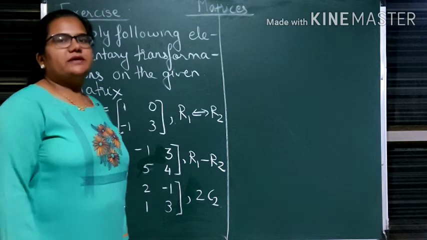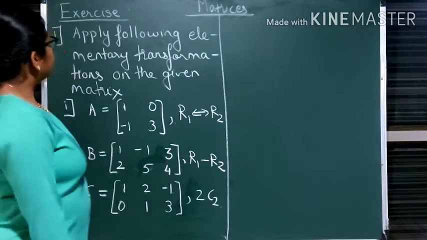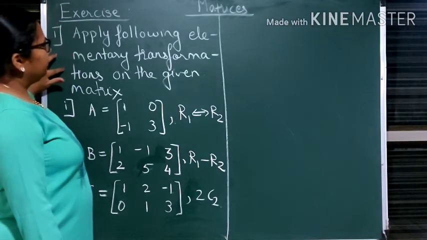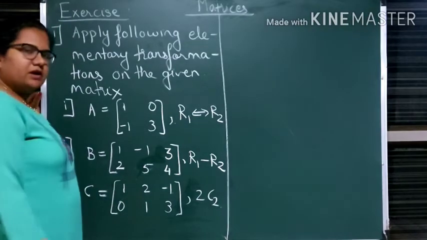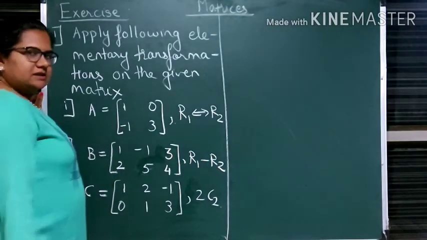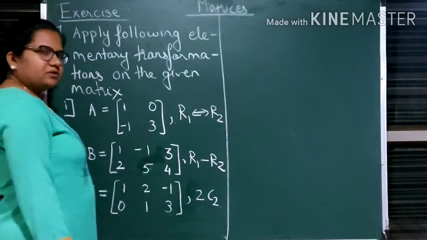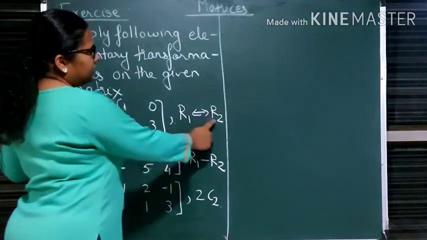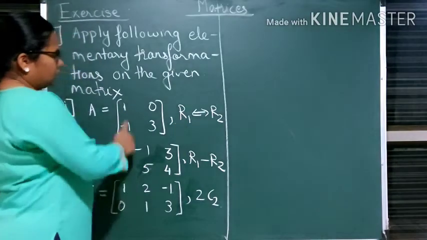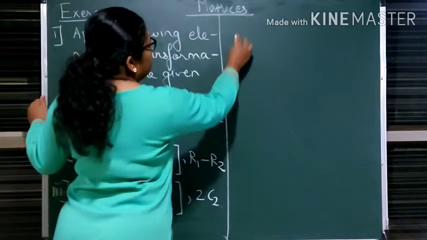Let us solve a few examples on these three elementary transformations. Now I have taken one example here. You have to apply the given elementary transformations on the given matrices. So I have taken three matrices A, B and C. On matrix A you have to apply the elementary transformation R1 interchanged with R2. So elements of the first row should get interchanged with the elements of the second row.